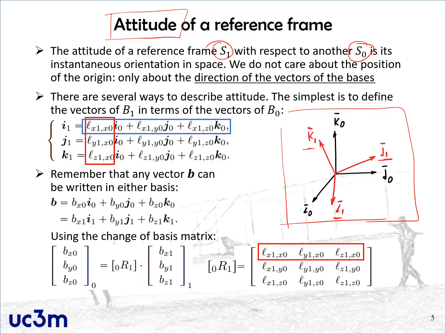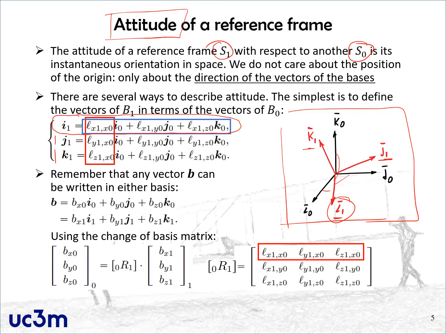So consider, for example, the vector I1. I1 is a vector that we can express in the basis 0, so we can basically project it along I0, along J0, and along K0. And the expression that we would obtain if we do that would be the one that I have highlighted here with a blue square. All right, there will be three numbers, these L with subindexes, which are the components of I1 in basis 0. We can do the same thing for J1 and K1, and we will obtain the expressions for the change of basis. All right, this is something that we already discussed in a previous lecture.